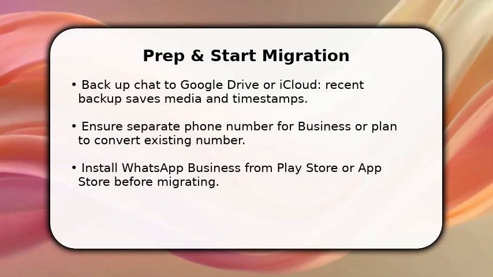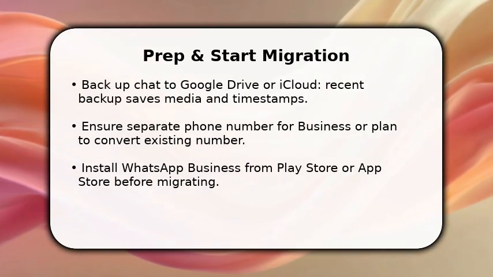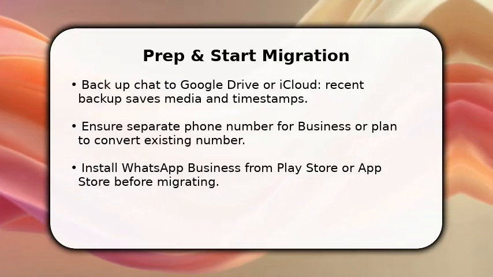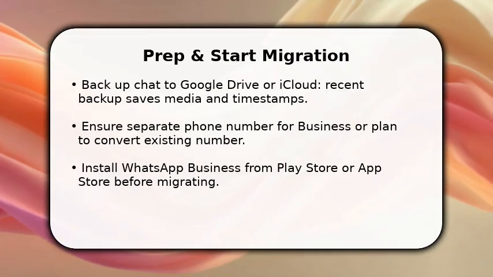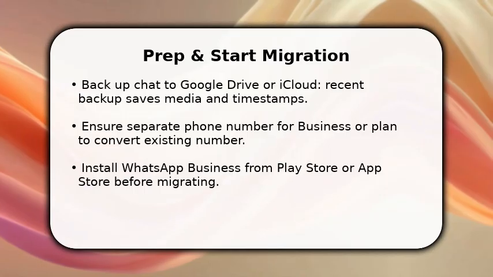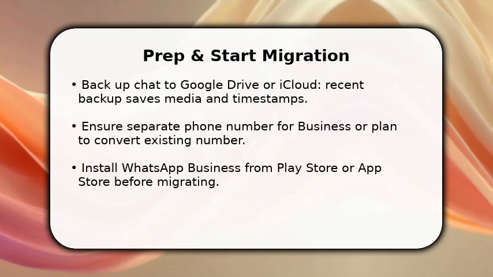You begin by preparing. Make a fresh backup so you can restore chats later. Once done, confirm whether you'll convert the same phone number or register a dedicated business number, because that choice affects verification. Make sure you've installed WhatsApp Business and have your Google or Apple account ready for the backup restore.